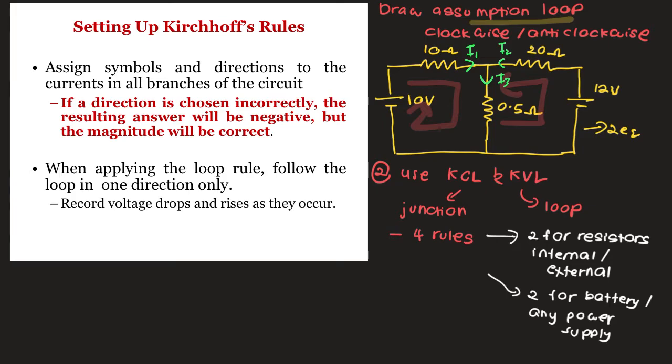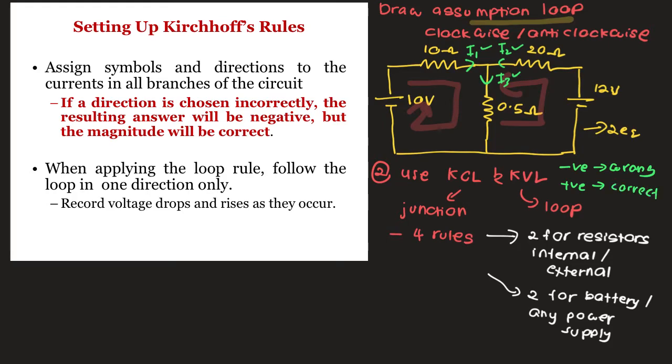So we are going to verify whether it is right or wrong based on the negative or positive sign of the final answer. If you get a negative answer for your current, it means that the current direction in the circuit is wrong, not your assumption loop. The currents I1, I2 and I3 might be wrong. If you get a positive answer for your current, it means that the direction of I1, I2 and I3 is correct. That's how we do it.